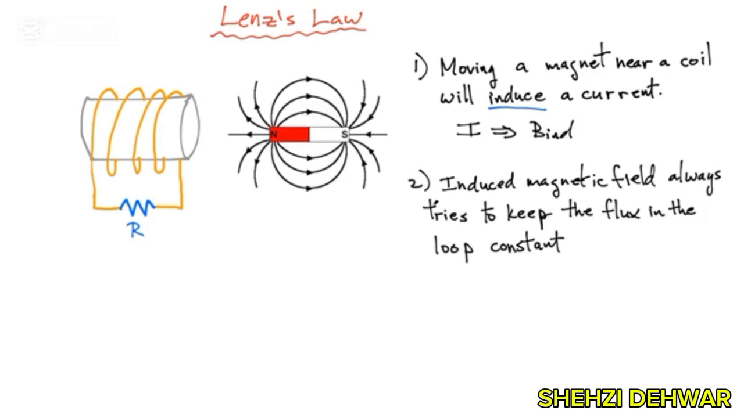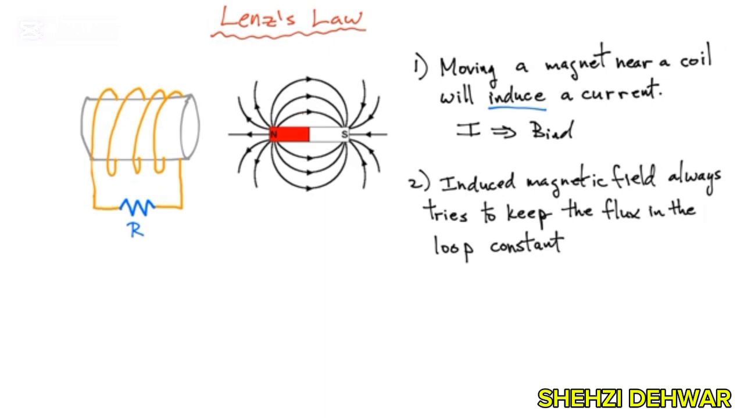And our job is going to be to find what is the direction of I and what is the direction of the induced magnetic field. So the second point that's really important for Lenz's law is the induced magnetic field will always try to keep the flux in the loop constant. So there's going to be two fluxes in the loop. There's going to be the flux due to the magnet that I'm pushing in, and then there's going to be the flux due to the induced magnetic field. And the key to remember, at least for the second point here, is that this induced magnetic field will always be such that it tries to keep the flux through the loop constant. So let's start with the first example.